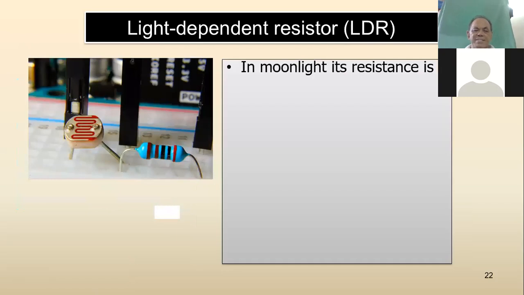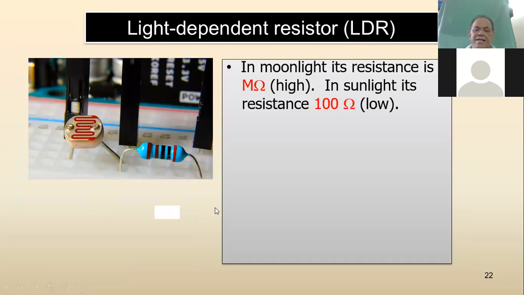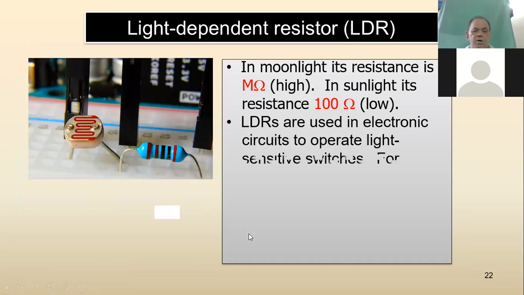In moonlight, it means dark, the resistance is 1 mega ohm. It means high resistance in darkness. In sunlight, bright light, it is 100 ohm. We consider that low resistance. LDRs are used in electronic circuits to operate light sensitive switches.